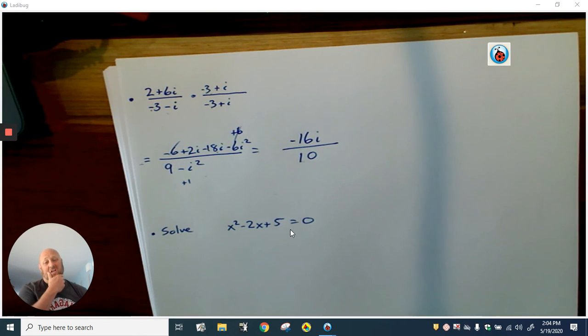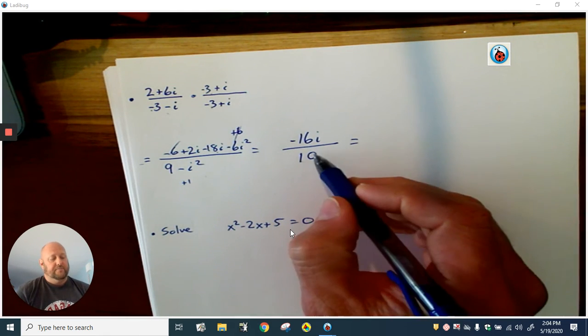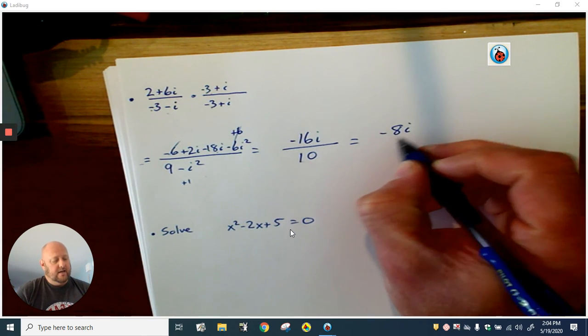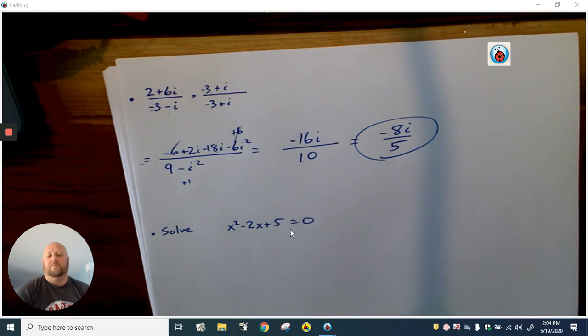And actually this one I can reduce because if you can divide both the top and bottom by the same number, you can reduce it just like any other fraction. This one we can reduce both of those by 2, so I get negative 8i over 5, which would again be my final answer there. Okay?